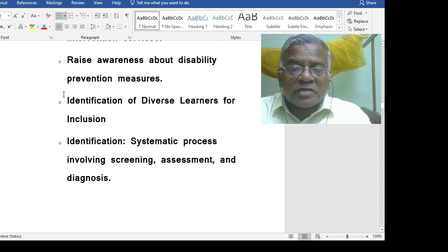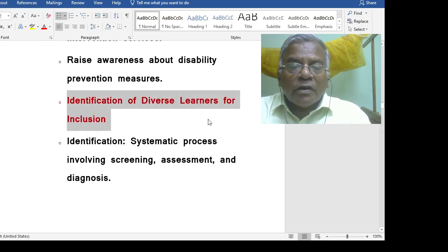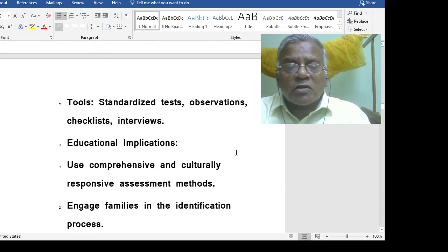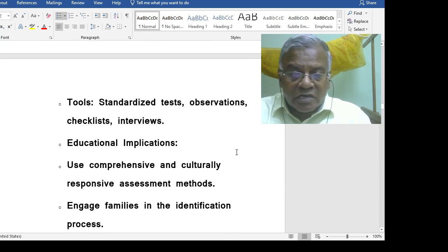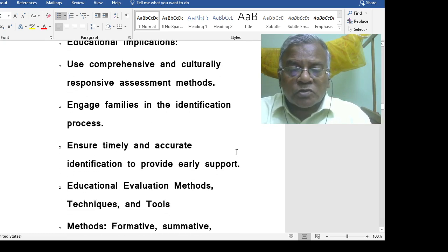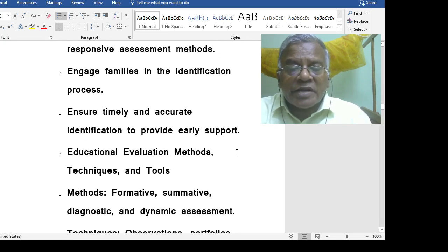Now, identification of diverse learners for inclusion. How to identify? A systematic process involving screening, assessment and diagnosis. What are the tools? Standardized tests, observation, checklists, interviews, etc. What are the educational implications? Use comprehensive and culturally responsive assessment methods. Engage families in the identification process. Ensure timely and accurate identification to provide early support.